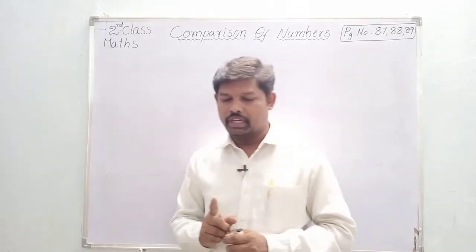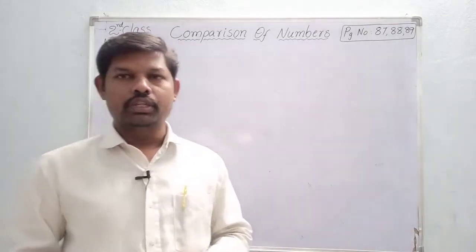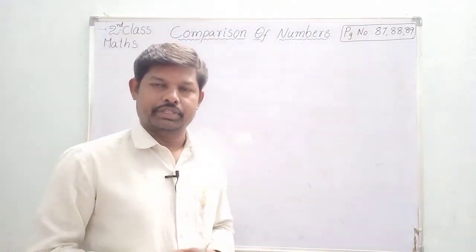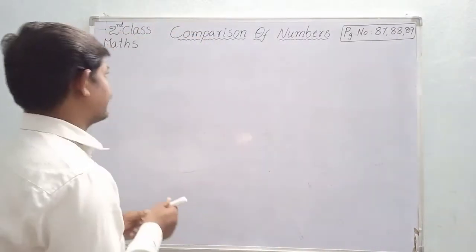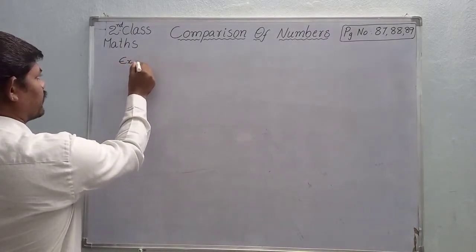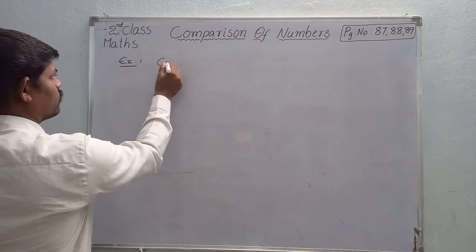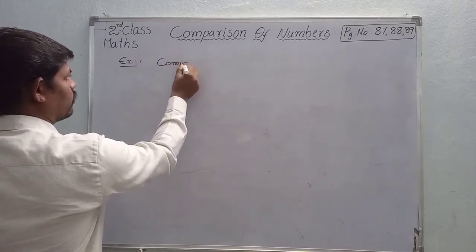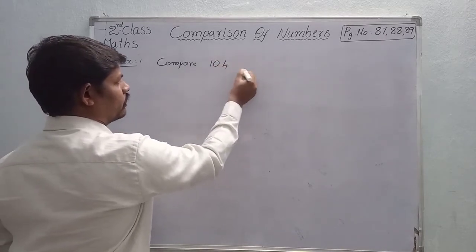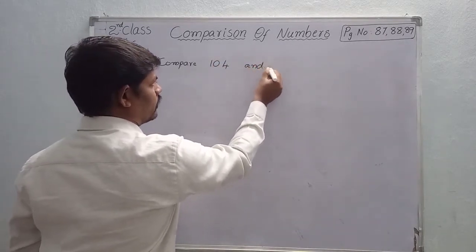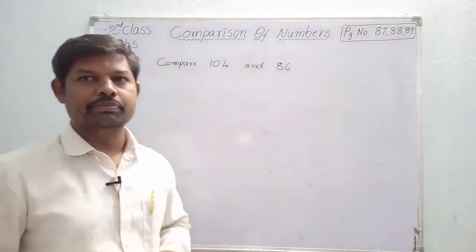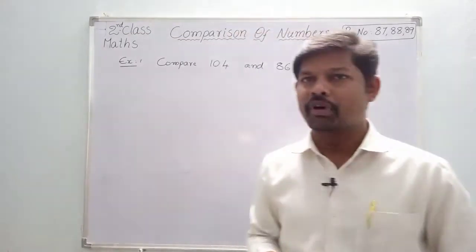First, example 1. Let us compare two numbers. Example 1: 104 and 86. Compare these two numbers, 104 and 86. So how to find which number is big number and which is small number?